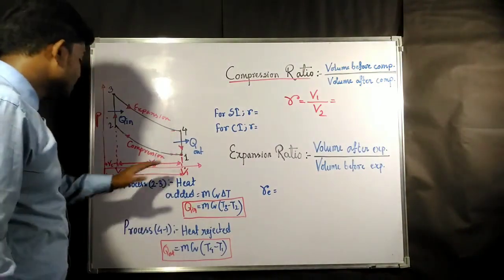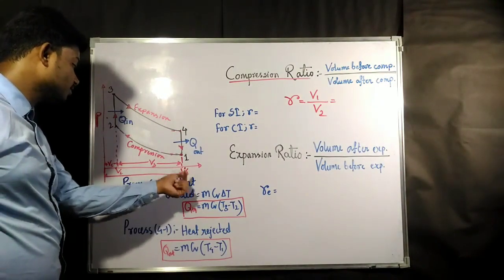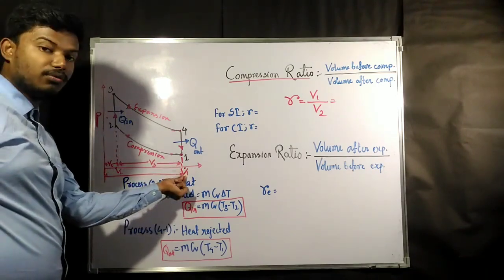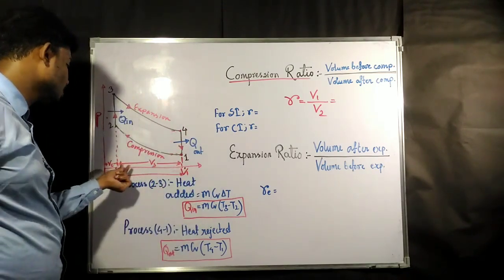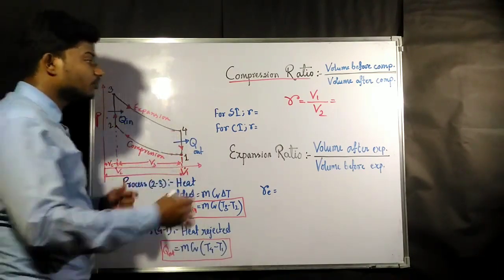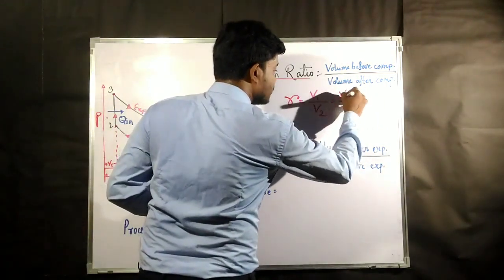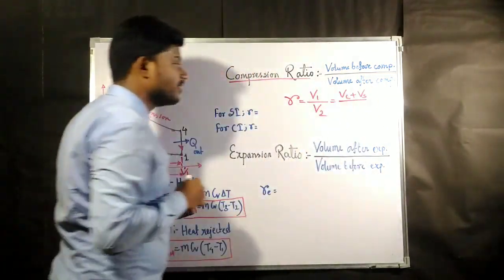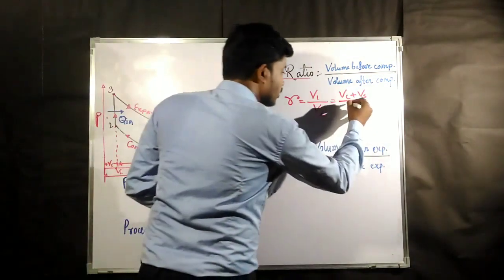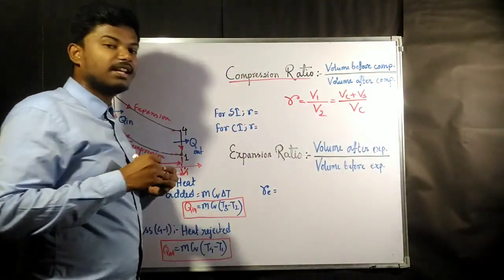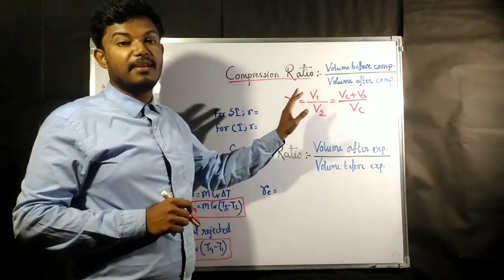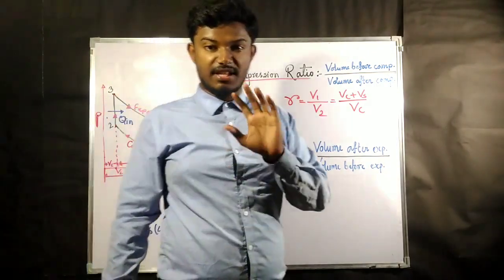So from the diagram you can see that we can write V1 is equal to VC plus VS. V1, the volume at 1, or the complete volume of the cylinder, is equal to clearance volume plus swept volume. So in place of V1 you can write Vc plus Vs, and V2 is what? V2 is nothing but the clearance volume. Now this is R, known as the compression ratio. This is going to play a major role in our efficiency.